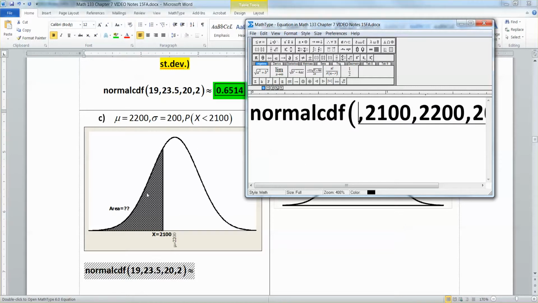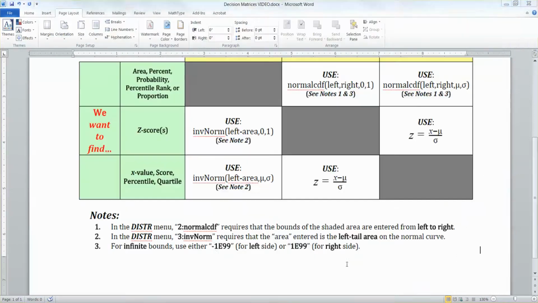The left-hand edge goes forever to the left, right? So we need to use -1E99, right? Because it says so, first of all, in the decision matrix. It's standing for negative infinity. It's standing for forever to the left side. It's an infinite bound to the left side, so you're going to use -1E99. It's right here at the bottom.